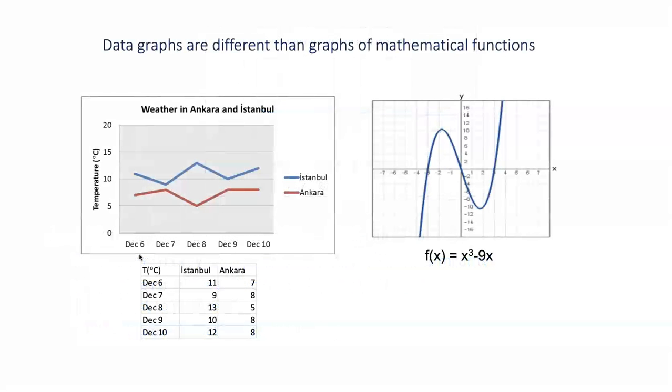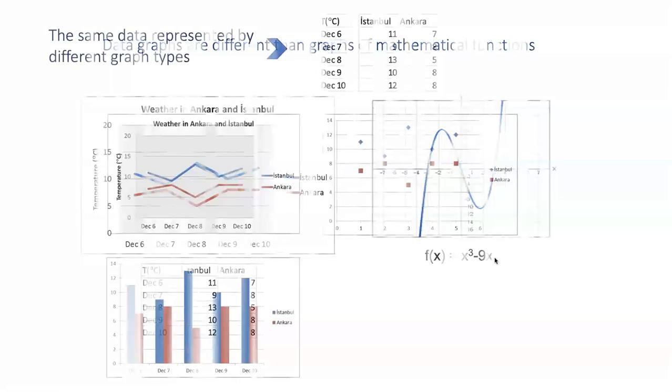Okay, so you may also notice that these data graphs or statistical graphs are very different from mathematical functions. They may look the same, but they're very different. This is a function graph. This is a statistical graph. The one on the left is a visual representation of this table. The one on the right is a visualization of a function. Totally two different things. Although they are similar, they are very different in terms of how we comprehend them, isn't it?